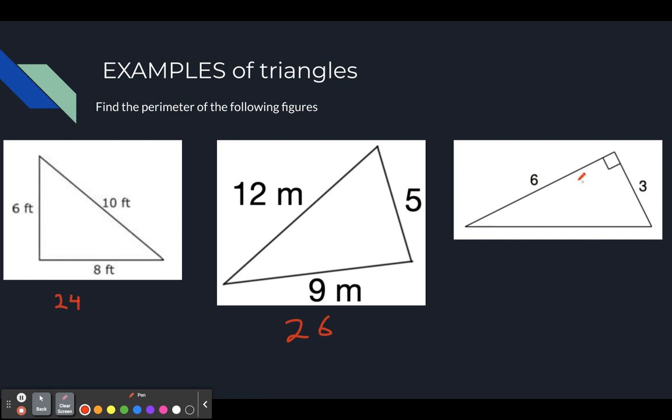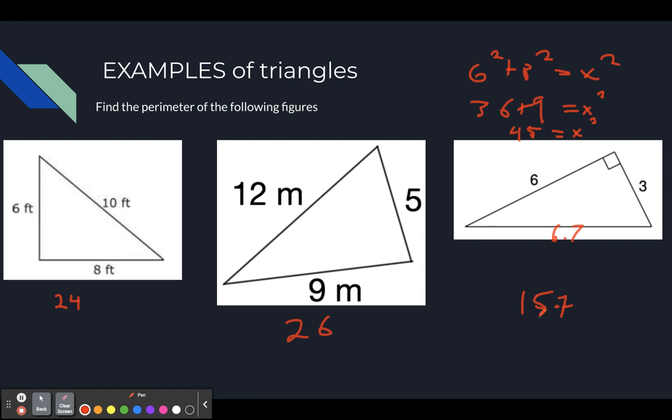Right here, 3 plus 6 is 9, but we don't know this missing side. We see that it is a right triangle, though, so we know that we can use the Pythagorean theorem. So 6 squared plus 3 squared has to equal x squared. 6 squared is 36, 3 squared is 9, equals x squared. 36 plus 9 comes out to 45. The square root of 45 is not going to be a whole number, but that's okay. The square root of 45 is about 6.7. So this side is 6.7, which means if you add all those together, that's 12 plus 3 is 15.7.